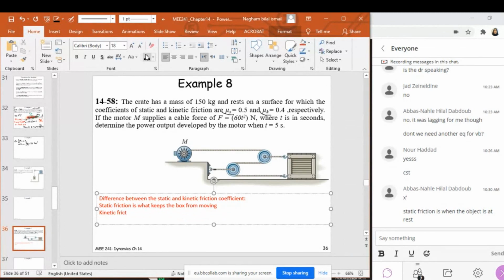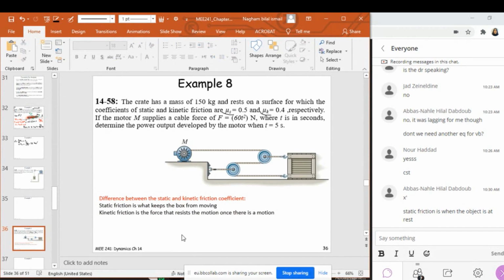while kinetic friction or dynamic friction is the force that resists the motion once it is moving. And what does this mean, guys? In fact, this means that if I want the motion to occur, I need to overcome what? First, I need to overcome the static friction. And this means, guys, that I need to find the time after which I overcome this static friction.